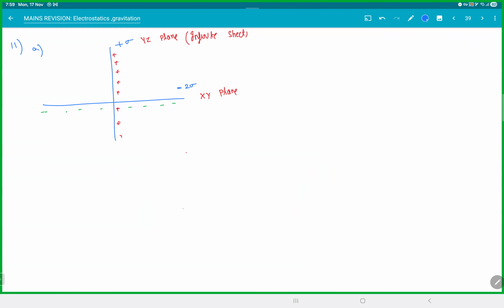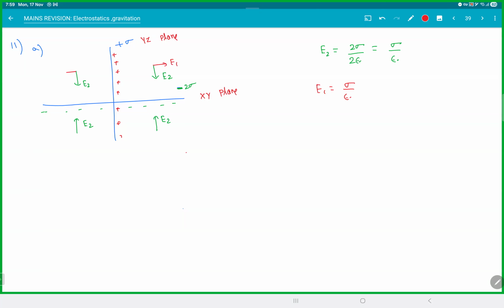So let's call this thing minus 2 sigma. I'll use green here. So what does an infinite plate do? It's an infinite sheet, so the fields will be constant. This will be downward. Let's call it E2, towards the sheet. The magnitude of E2 is 2 sigma by 2 epsilon, which is sigma by epsilon. This also will be E2, this also will be E2. E1 will be sigma by epsilon. The positive sheet will push this way.